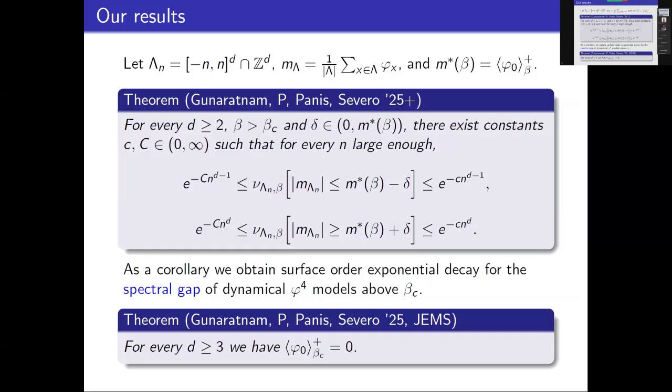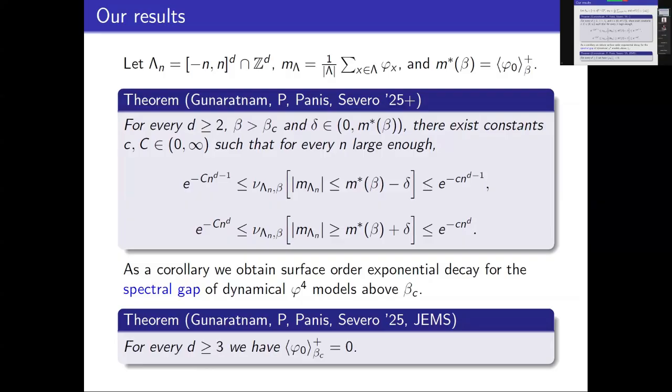The main result in this direction is the first one. And here I have some sort of absolute value in this magnetisation because I'm considering measures with free boundary conditions, so with zeros on the outside.